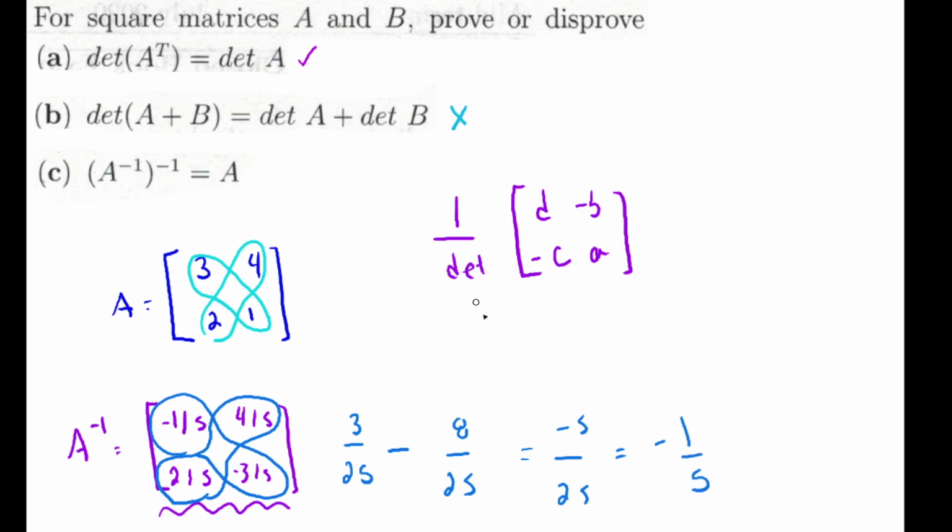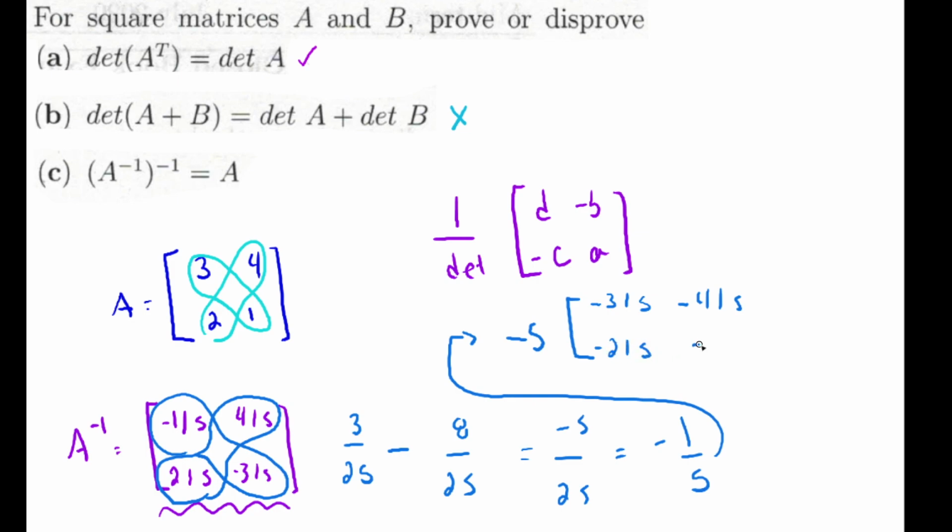So now we want 1 over the determinant. 1 over this answer is going to be equal to, oh, that's wrong, is going to be equal to negative 5, and we're going to multiply that by D, minus B, so A, B, C, D. D is minus 3 out of 5. Negative B, so negative 4 out of 5. Negative C, negative 2 out of 5. And then negative 1 out of 5.